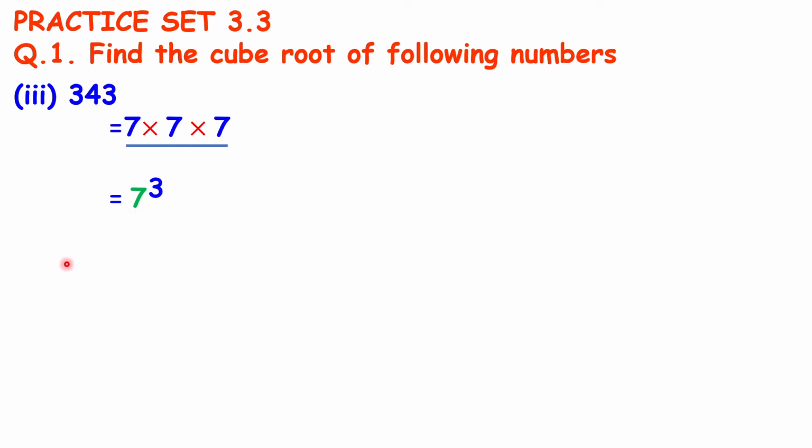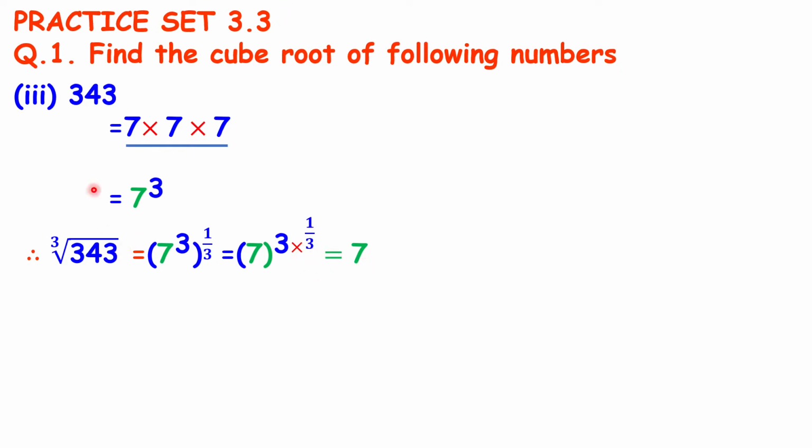We have to find the cube root. So the cube root of 343 is equal to, in index form, 7 raised to 3 raised to 1 upon 3. Here 3 into 1 upon 3, the 3s get cancelled, and the answer will be 7. So the cube root of 343 is 7.